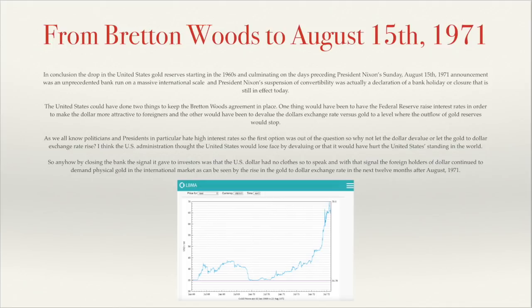So anyhow, by closing the bank, the signal it gave to investors was that the US dollar had no clothes, so to speak. And with that signal, the foreign holders of dollars continued to demand physical gold in the international market, as can be seen by the rise in the gold to dollar exchange rate in the next 12 months after August 1971. So as you can see there, we went all the way up to 70 in that exchange rate. So basically the price had doubled from the $35 an ounce that we'd had fixed from 1944 to 1968.